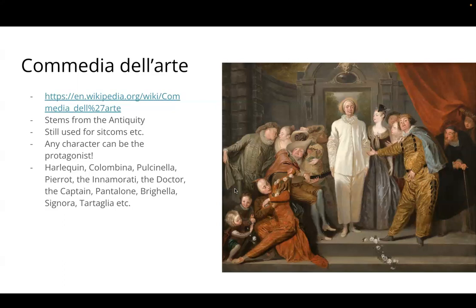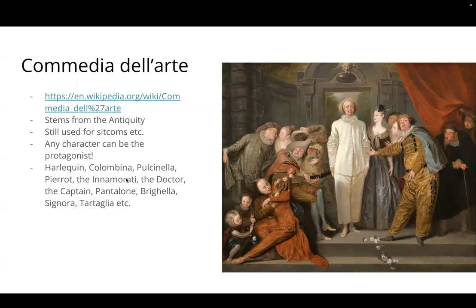Pulcinella is a little bit like Pierrot, actually. They are both dressed in white, but in their personality they are a little bit different. Pierrot is more of a fool, like a fool that is naive but nice, and he can be fooled and made fun of.